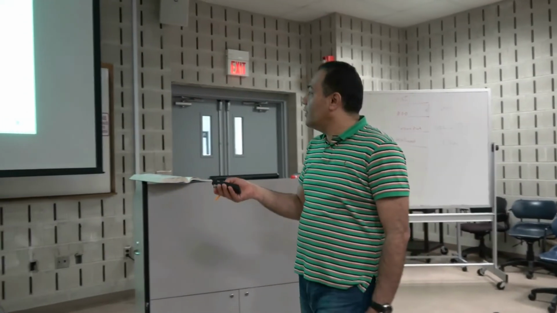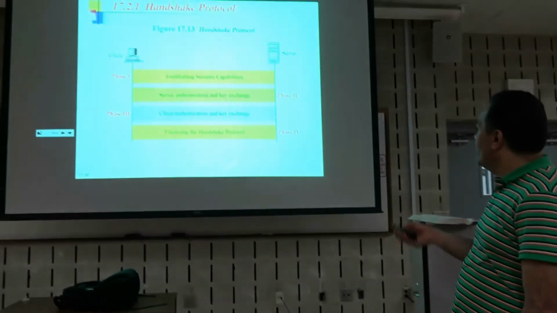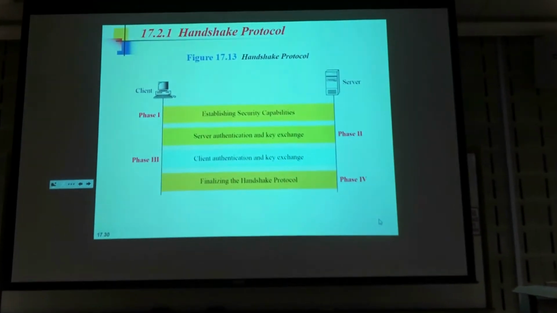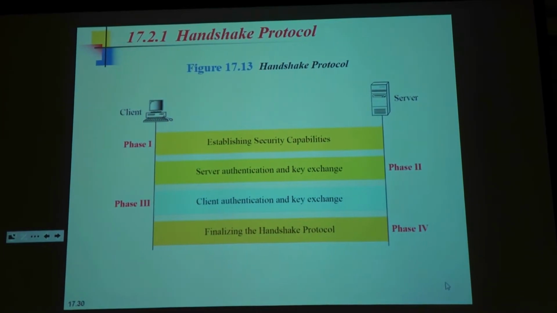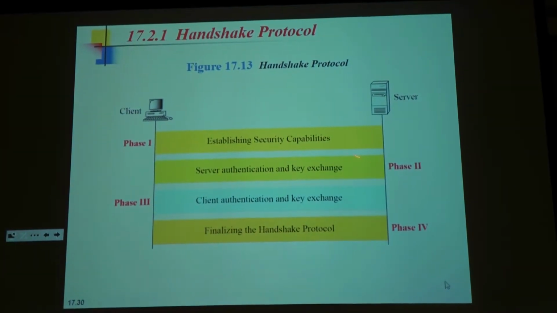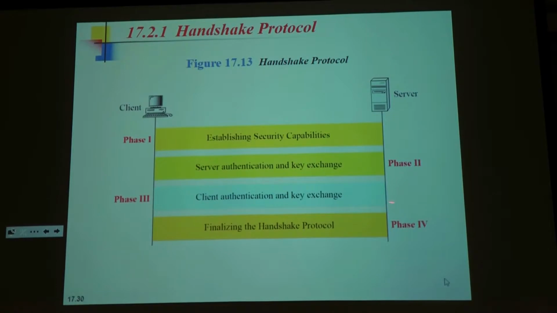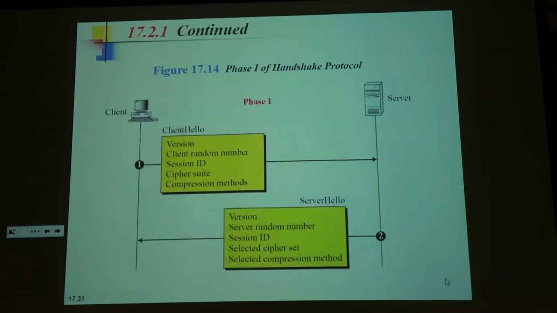Then after that, finalizing the Handshake Protocol. So how many phases do we have in here? 4 phases. And that's all for the Handshake Protocol. Again, you establish security capabilities, you authenticate the server, you authenticate the client, and you finalize the handshake. So for phase 1, establishing security capabilities, how will it happen in here?